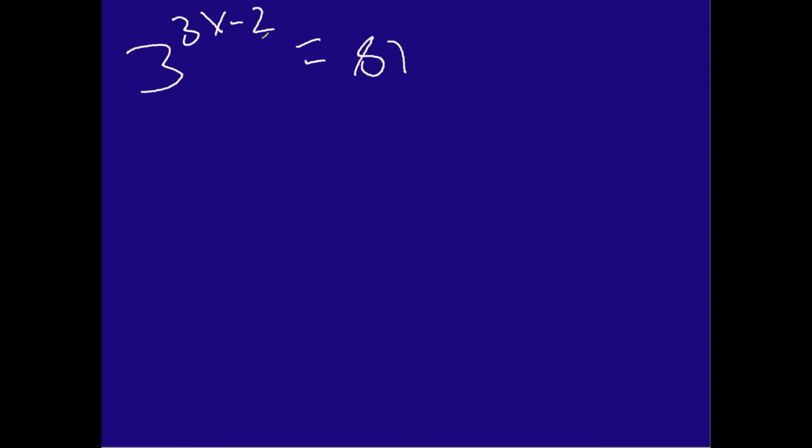Now, on our left, we have 3 raised to the 3x minus 2 power. That's pretty much already set up because there's no perfect number below this. This is already a prime number essentially. So what we have to do now is find a way to deal with this 81, change it so that it has a base of 3. Now, there are many different ways to do this.